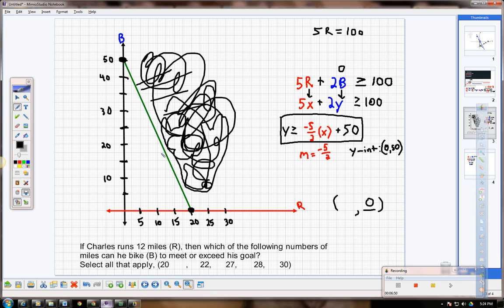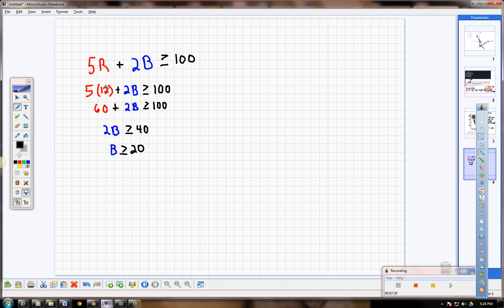Well, visually, you're making an educated guess, but in Khan Academy, you don't want to get the problem wrong. So one way that you could be exact about that is just to plug a 12 in for R. 5 times 12 is 60, subtract 60 from each side. 2 times B is greater than or equal to 40. So B has to be greater than or equal to 20. So that can help you.